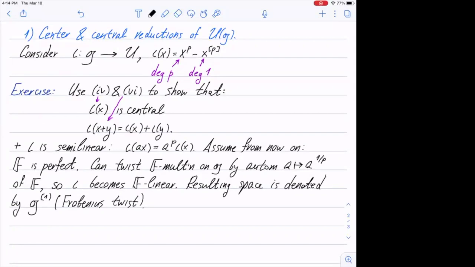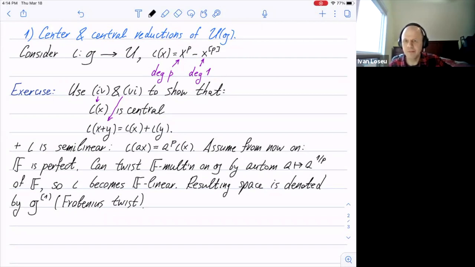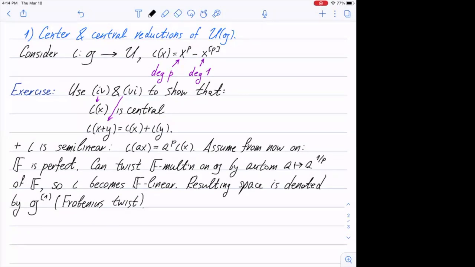Yeah, could I ask? So you said x to the p is in degree p. This is in the universal enveloping algebra. So is it, I mean, the relations aren't homogeneous, right? Well, filtration degree. Oh, okay. Thank you.